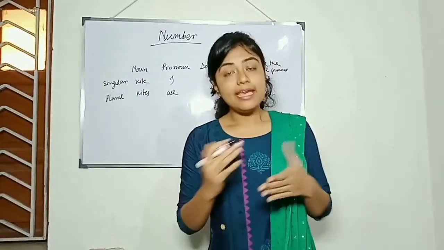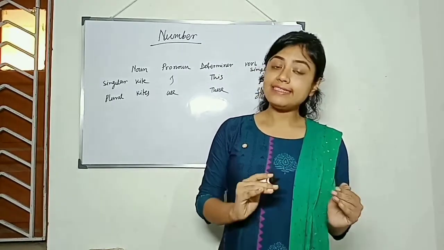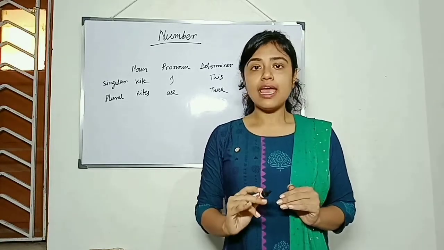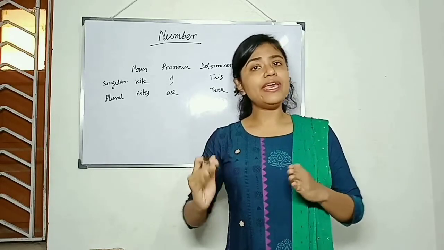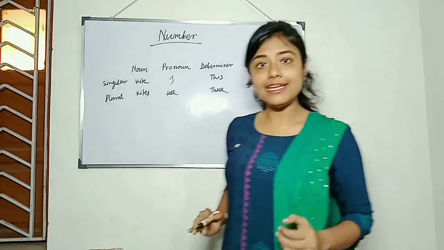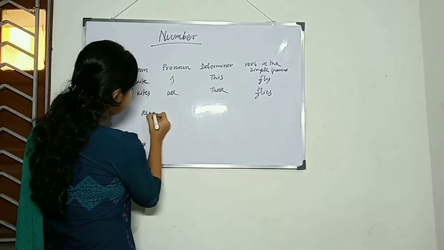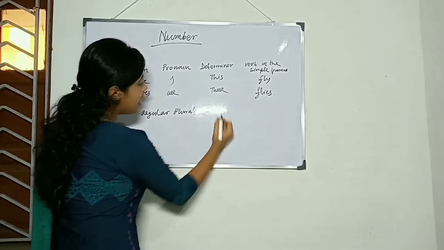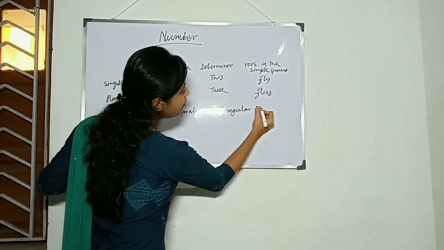Okay, students? In English, plurals are generally formed by adding s or es. These are called regular plurals. And some plurals are formed following some other way. Those are called irregular plurals. So let us have a column here again. That is regular plurals and here irregular plurals.